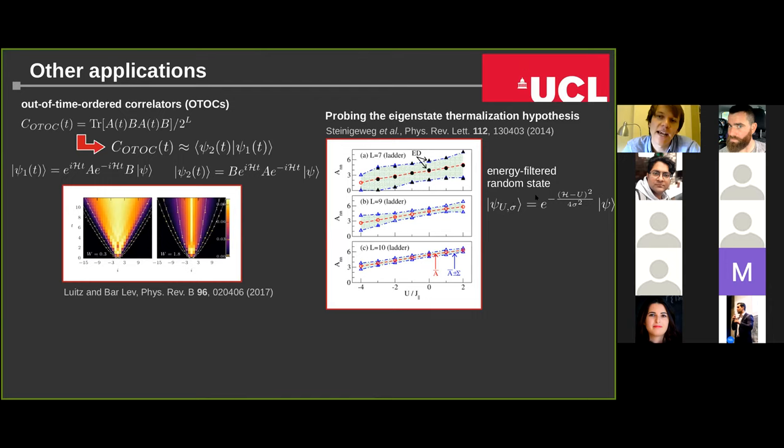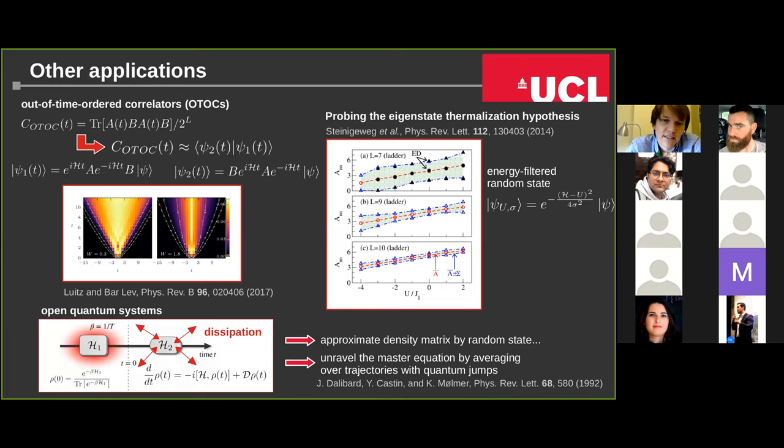You again prepare a completely random state, and then you apply some energy filter, which you can again do by imaginary time evolution. By doing so, it is in principle possible to study the validity of the ETH for system sizes out of reach for standard exact diagonalization.